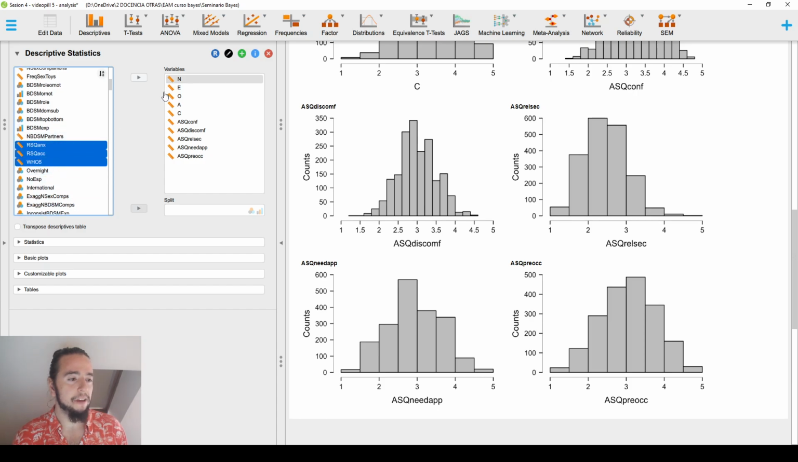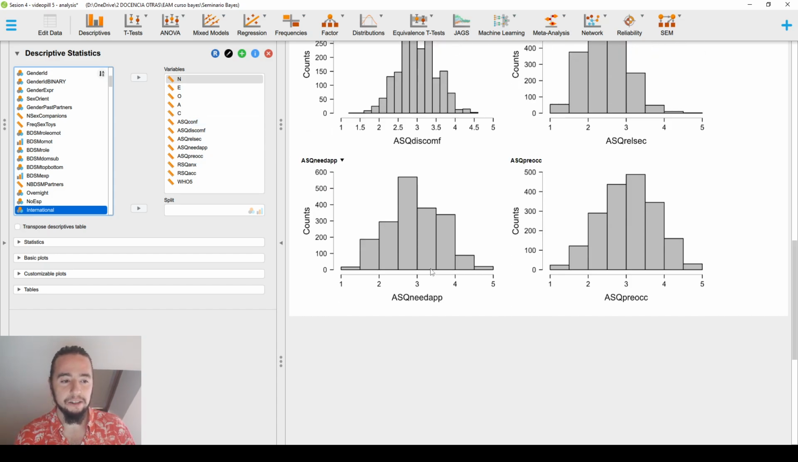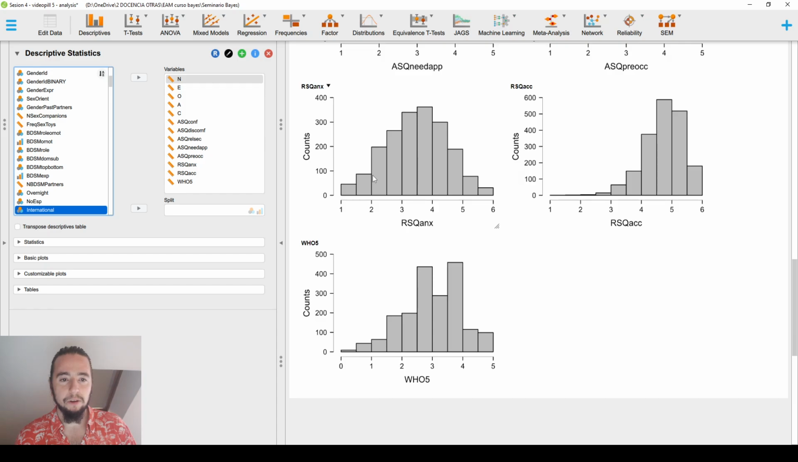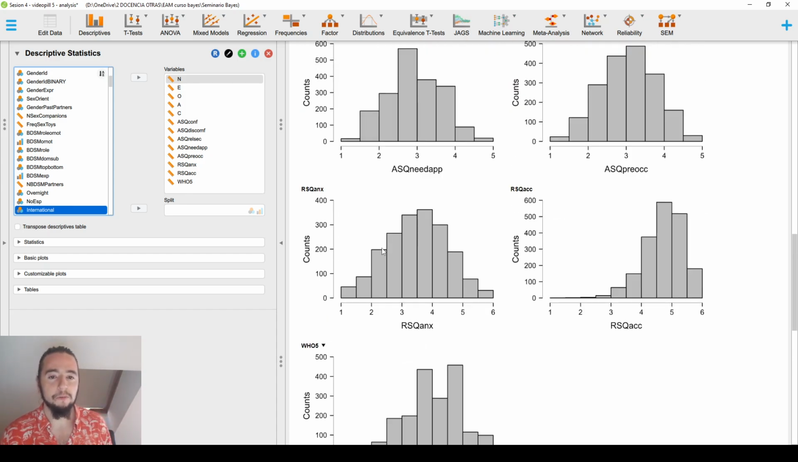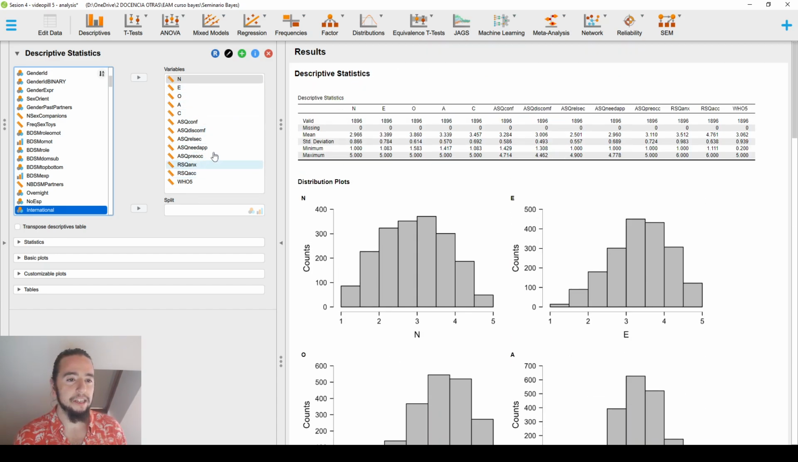We also have rejection sensitivity scales, with one from anxiety of rejection and actions towards avoiding rejection. And finally we have the WHO-5 scale of well-being. So as you can see here, we have some self-report variables and also some demographics that can be interesting to do some analysis.